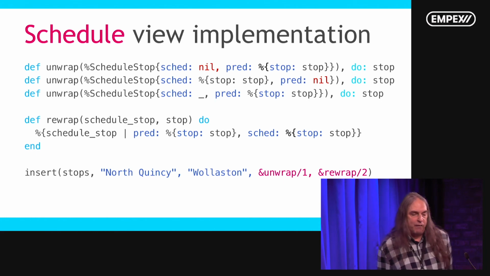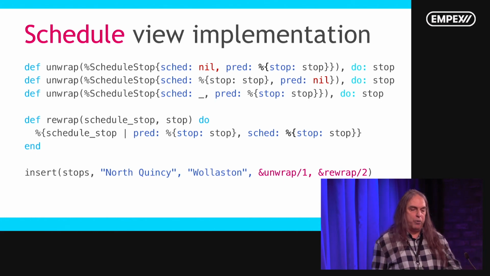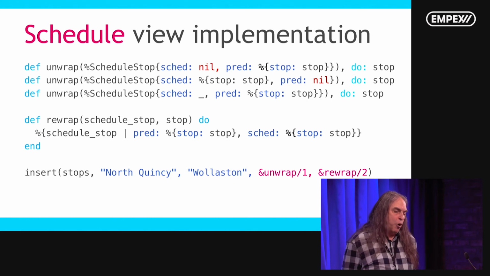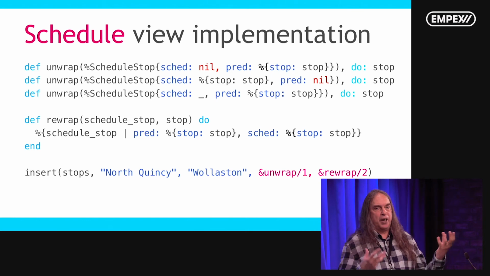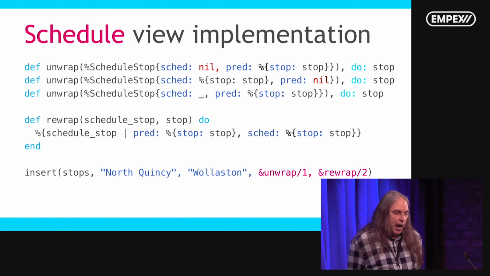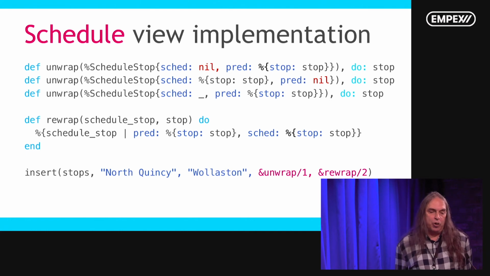Second line, if we have just a schedule but no prediction, we want to use the stop that comes out of the scheduled structure. And if we have both, we choose the prediction over the schedule, because we want to show times we know are more accurate versus the scheduled ones. And so that gives us our unwrap function.